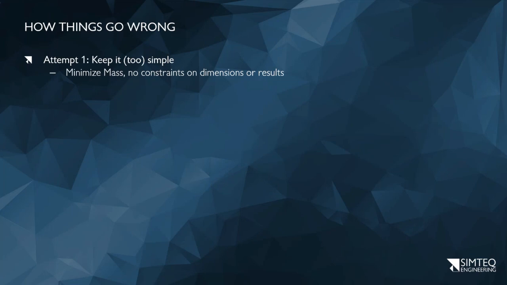So the classic method is we try and keep it simple, do a simple test model, and for this case, we made it too simple. So we say, I want to minimize mass, but I don't apply any constraints. So what's going to happen? Well, the optimization fails because since I don't specify limits on what I can do, all the material will be removed. So effectively a zero mass part.